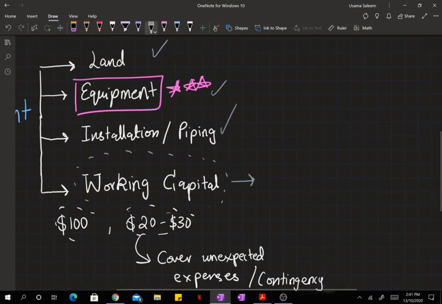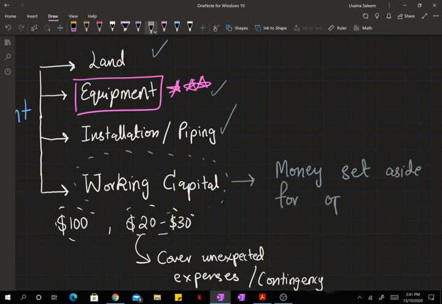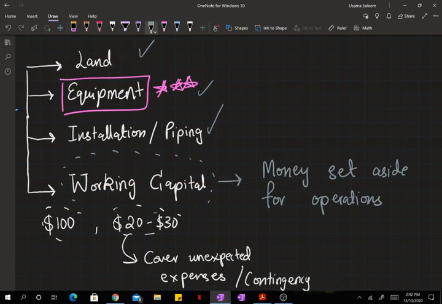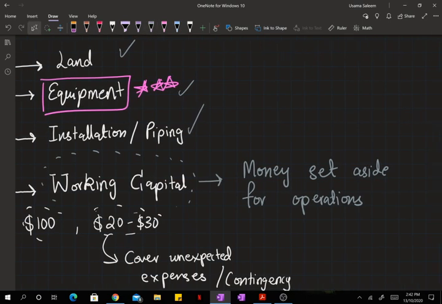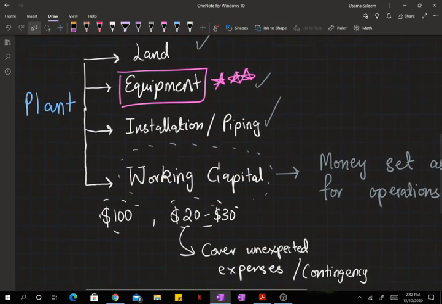All right, money set aside. And just to make it general, I'm gonna label this as money set aside for operations, for maintaining operations. So, once you hire workers, you're not gonna have revenue to pay them salary. You're not gonna have revenue to pay electricity. You're not gonna have revenue to cover utility costs. And so those costs are gonna come from working capital. Okay.